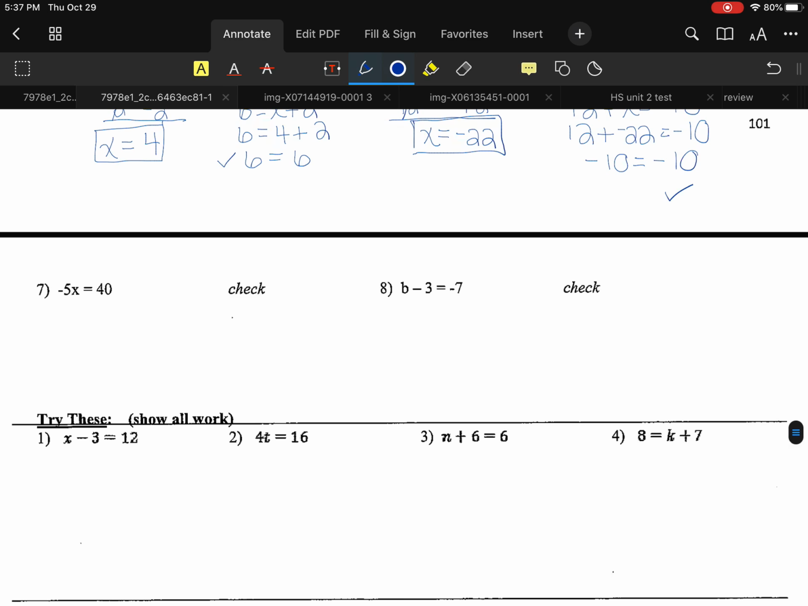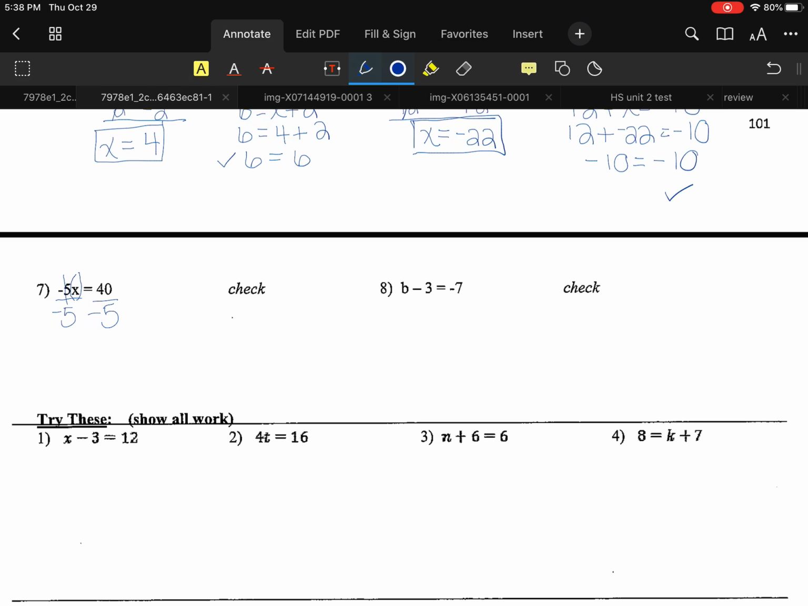Sorry, guys. Number 7, this is negative 5x, which means negative 5 times x. The opposite of multiplication by negative 5 is to divide by negative 5. So even though there's a negative in front of the 5, does not mean you're going to add 5. There's multiplication happening between the negative 5 and the x. Some of you might find it helpful to put parentheses around the x to show that's negative 5 times x, to remind yourself. So the opposite of multiplying by negative 5 is to divide by negative 5.